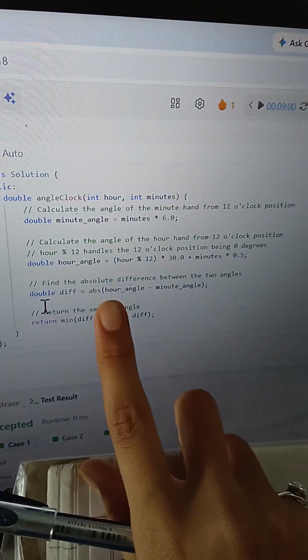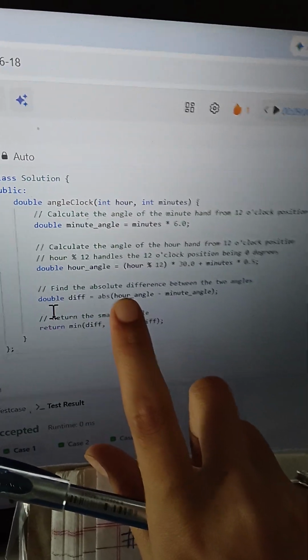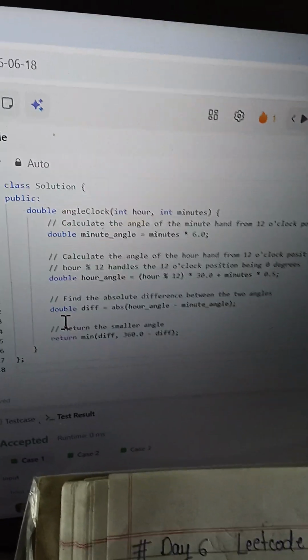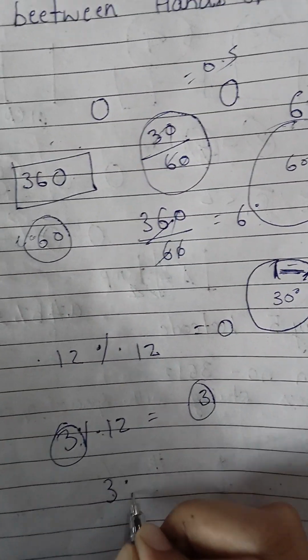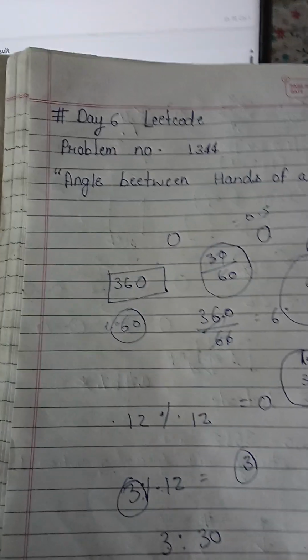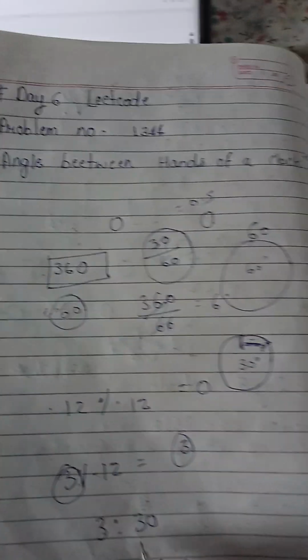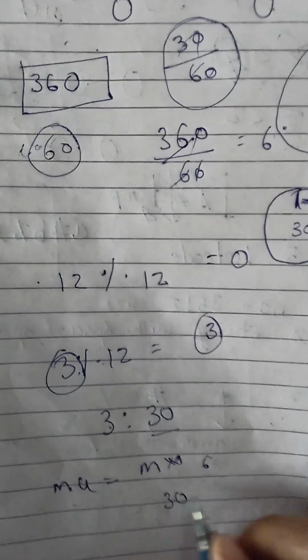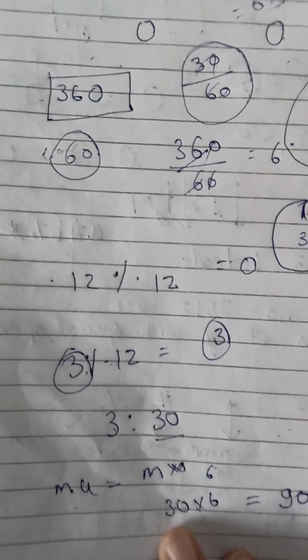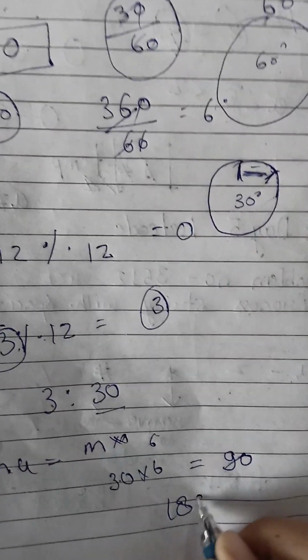Here we are reducing both angles. Let me check with an example. Here we are taking 3:30. For the minute angle we are taking this formula, minute into 6. So minute is 30 into 6, which will be 180 degrees. Sorry, I made a mistake earlier. I am adding both. This will be 180 degrees.